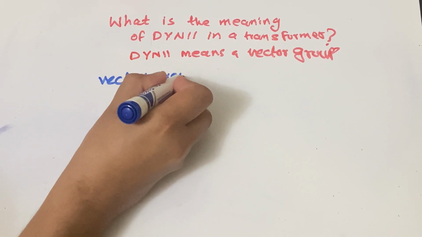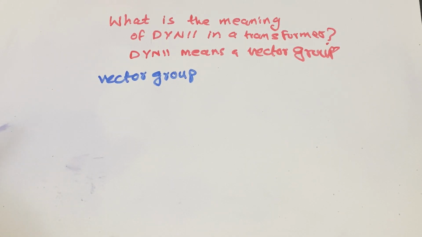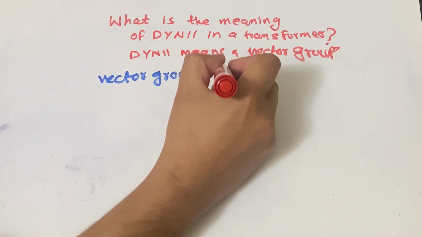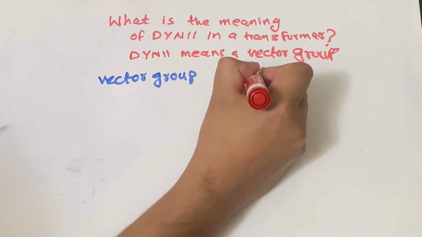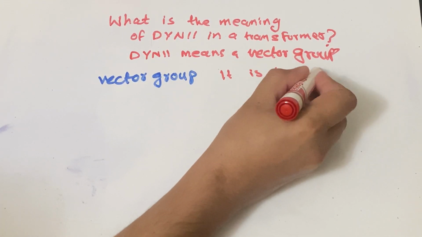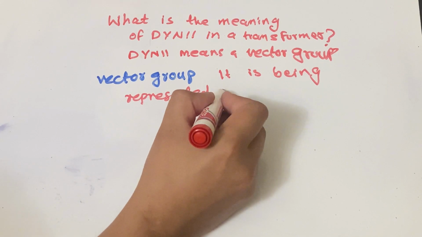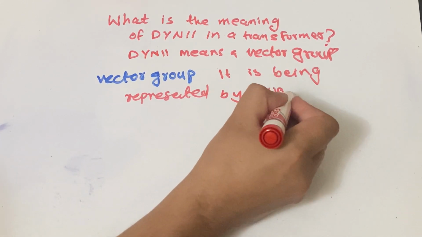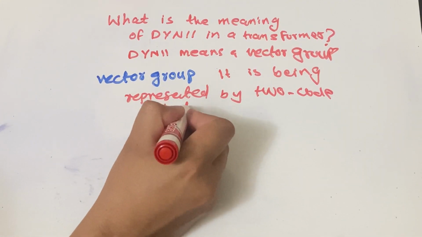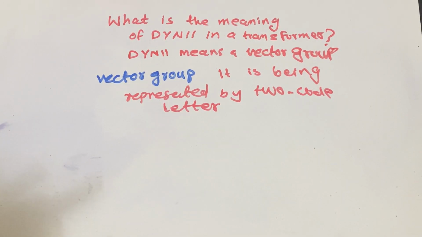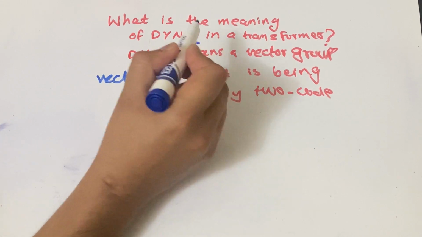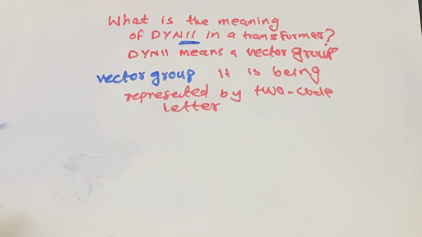Vector group. It is being represented by two code letters. So these are the two code letters. So vector group basically means it is being represented by two code letters.